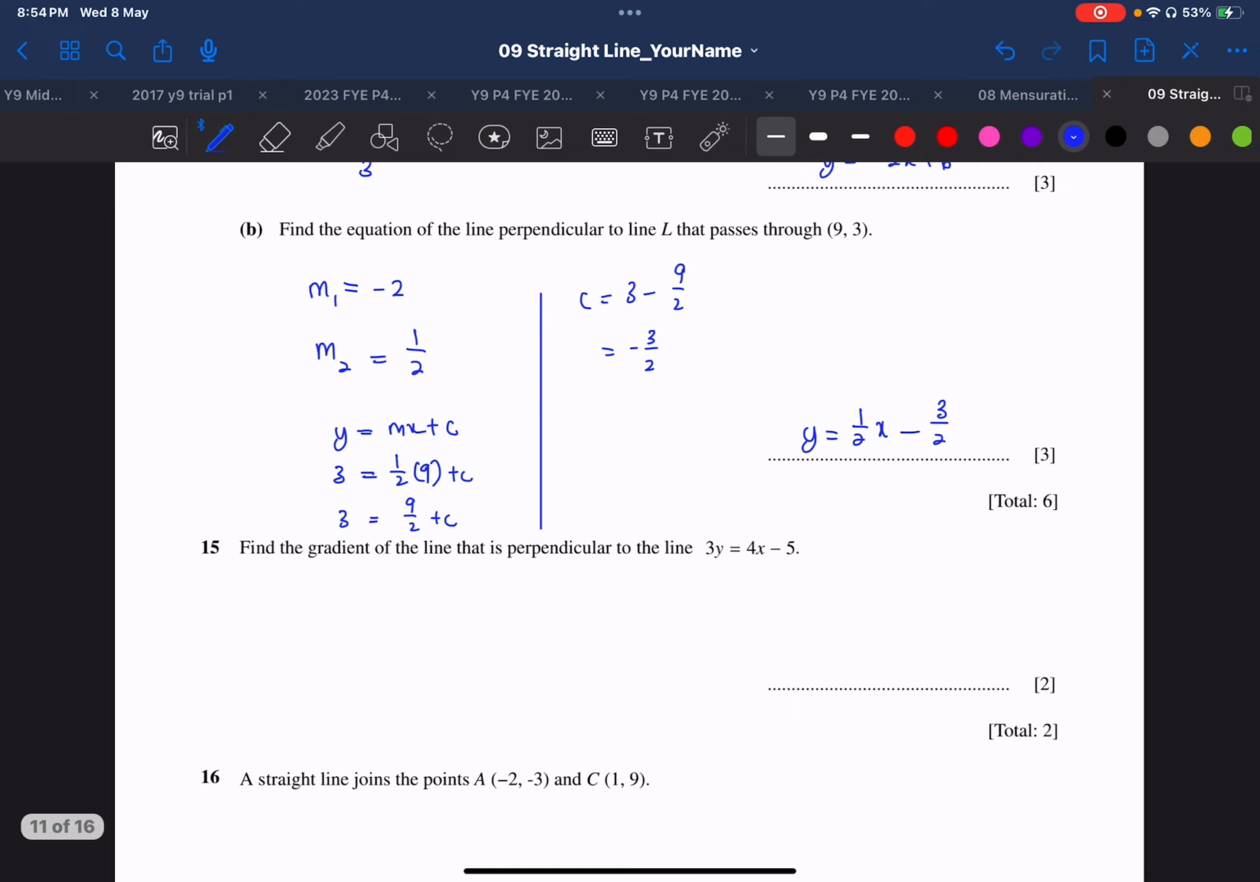Followed by question 15. To find the gradient, you need to find the gradient from this equation first by making y the subject. So the gradient is 4 over 3. For the perpendicular, the gradient is negative 3 over 4.